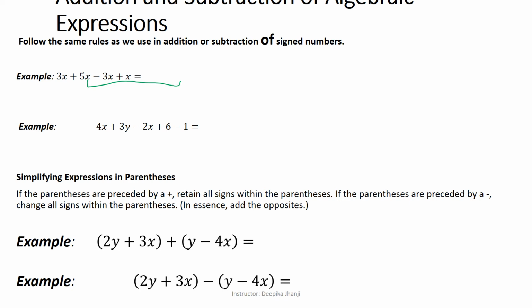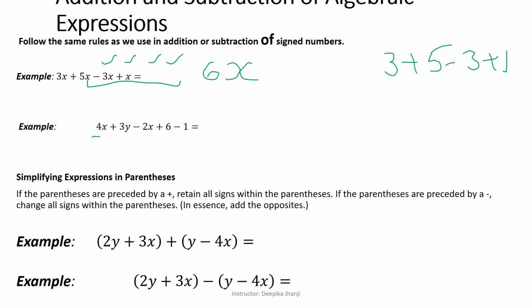Now in the first expression, all the terms have the same letter, which is x, so they can all be added together. So I'll simply add the numbers. So my numbers here are 3 plus 5, negative 3 plus 1, right? That comes out to be 6, and I'll write down the letter here. So the answer is 6x.